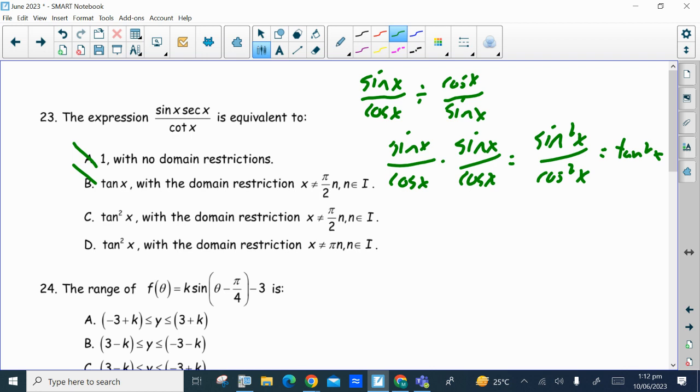So it comes down to what the restrictions are. And the restrictions here are that it cannot equal any multiple of pi on 2. Because cosine can't equal 0, neither can sine equal 0. So that's why it's every multiple of pi on 2.